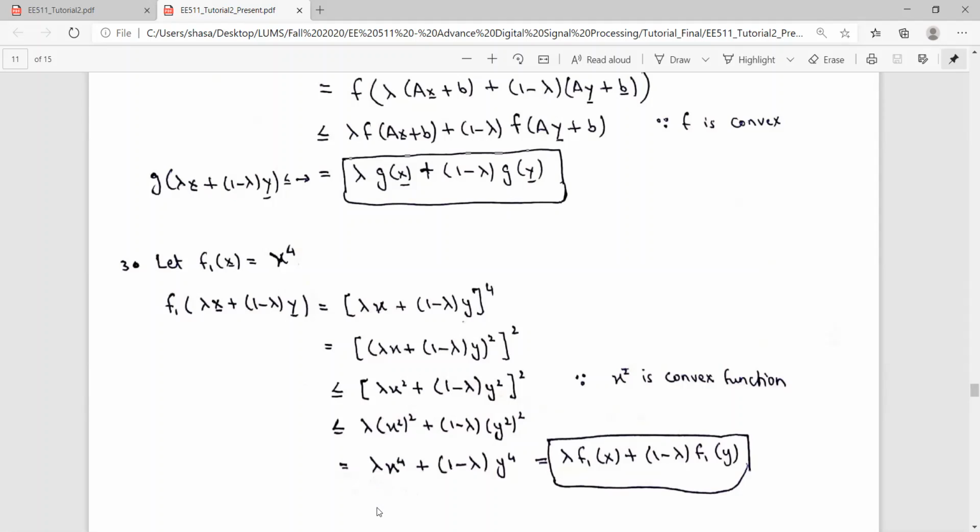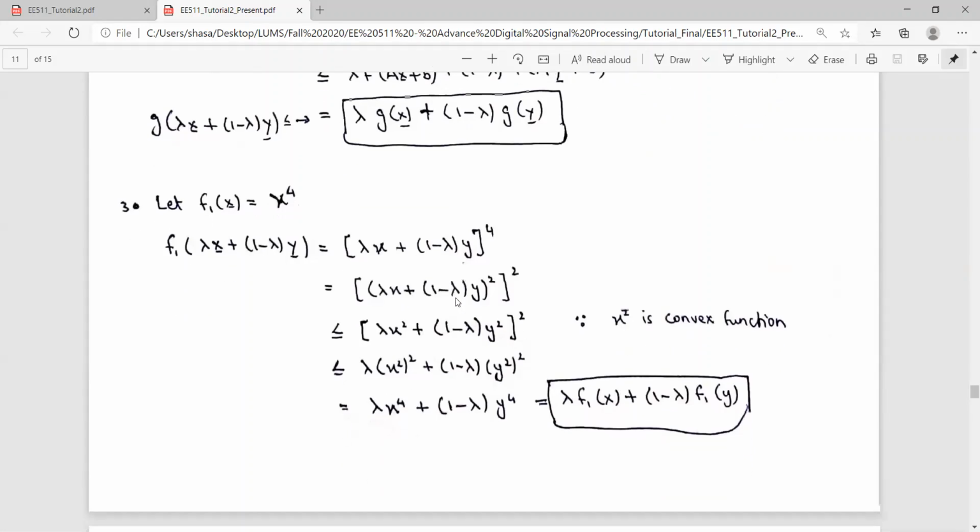And through this I see that this expression is less than or equal to this expression, and this is really lambda f1 of x plus 1 minus lambda f1 of y. So I have also shown that x power 4 is a convex function.